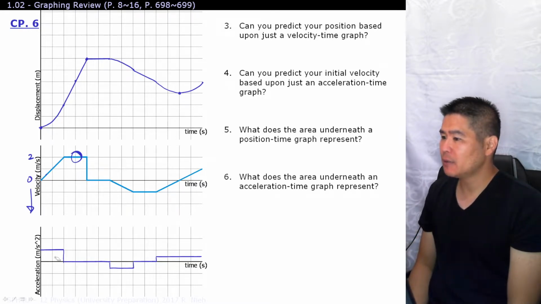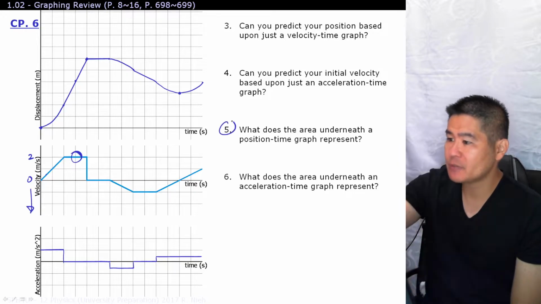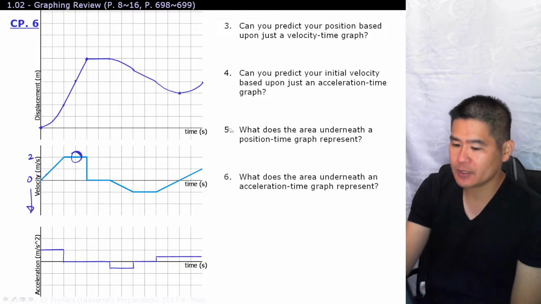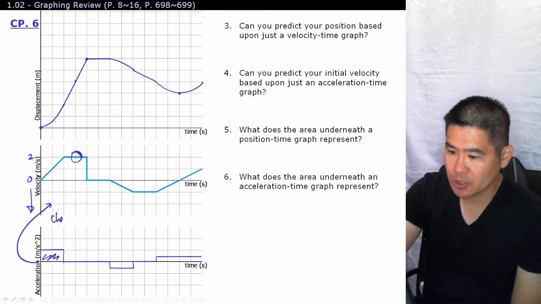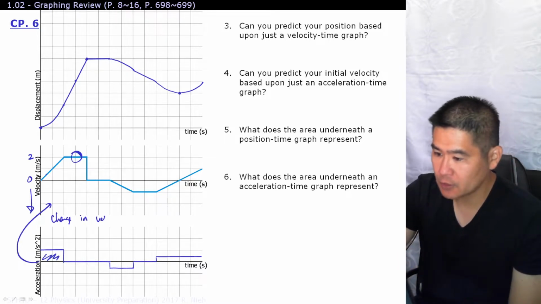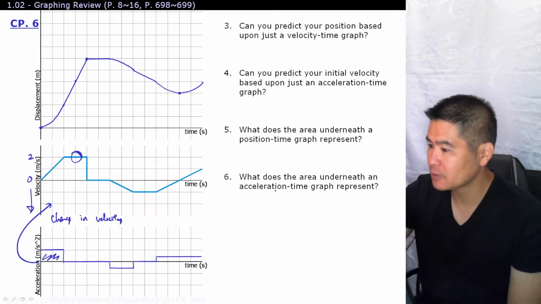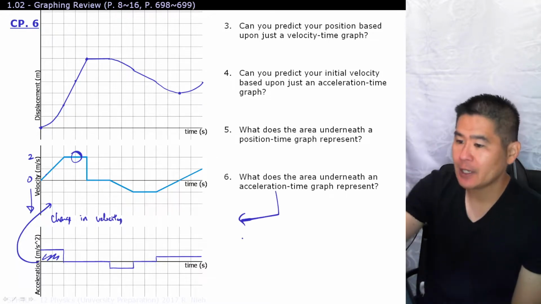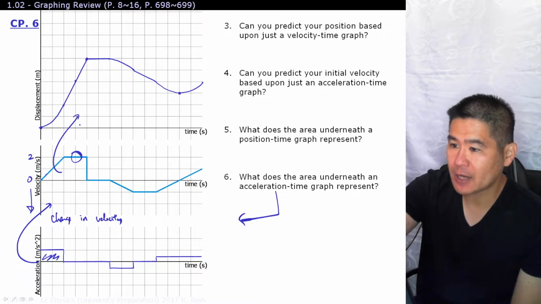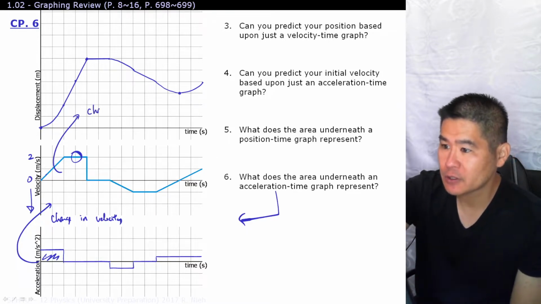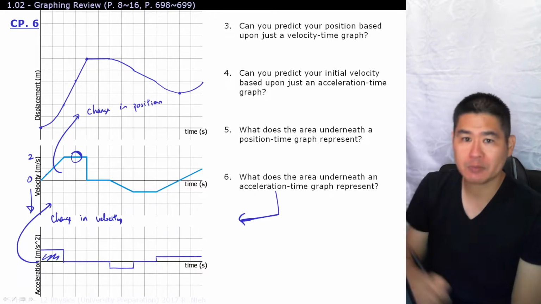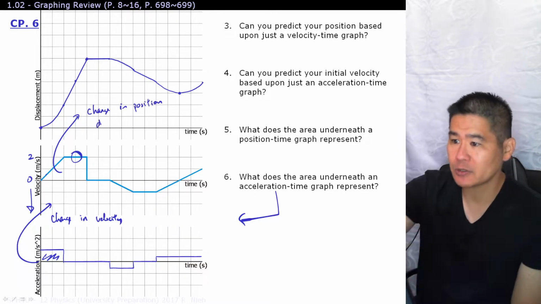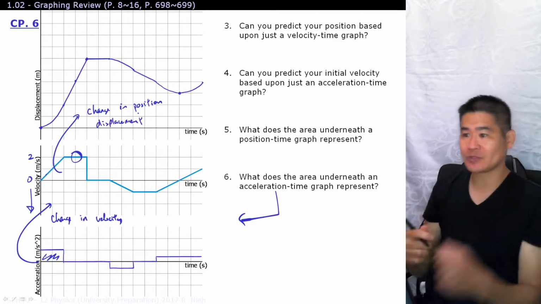What does the area underneath a position time graph represent? Let's start off with this. The area of an AT graph tells you your change in velocity. Whew, I gave away question number 6. What about the area underneath the VT graph? Well, that tells you your change in position. What does that mean? Well, change in position really is your displacement. Hope you can link those worlds together.